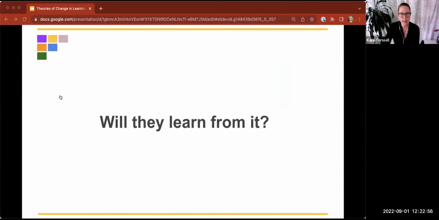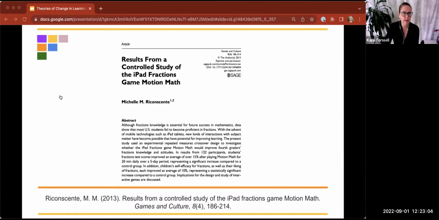Will they learn from it? Ultimately, you sort of need a different kind of study for that. But after they finished the program, they were able to work with Michelle Risconsente from USC to do a study, a crossover study that did show in classrooms that the students had a better understanding of fractions, better attitudes, and willingness to complete more math problems after using Bounce than after regular instruction.